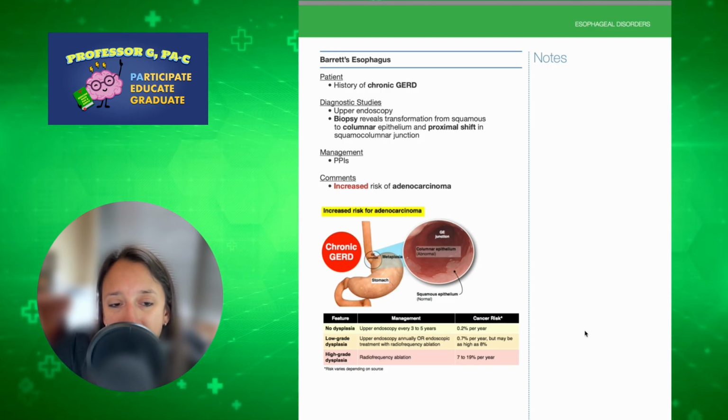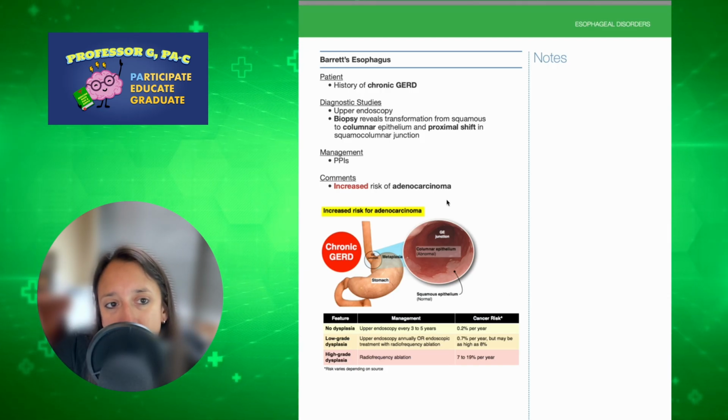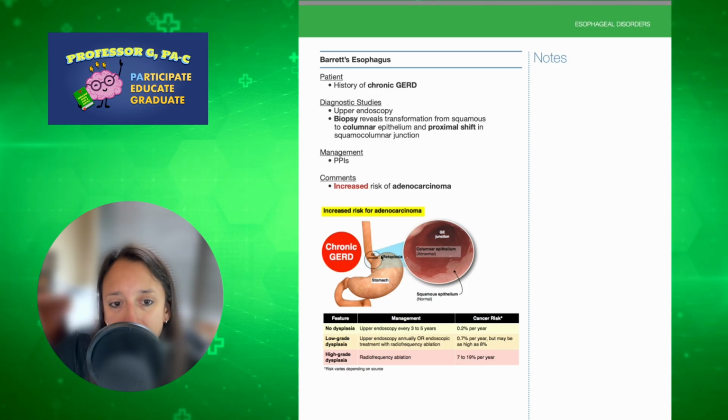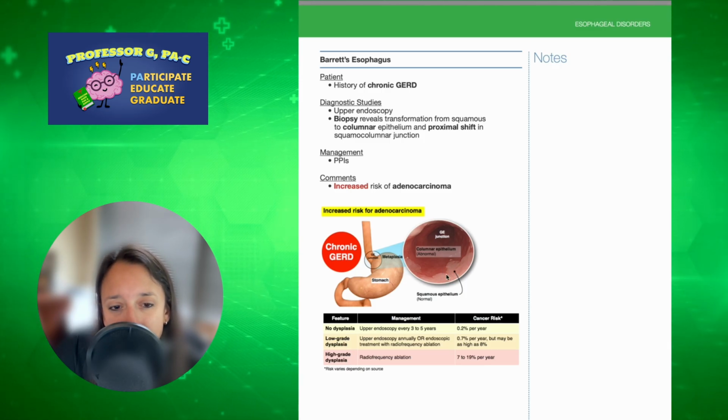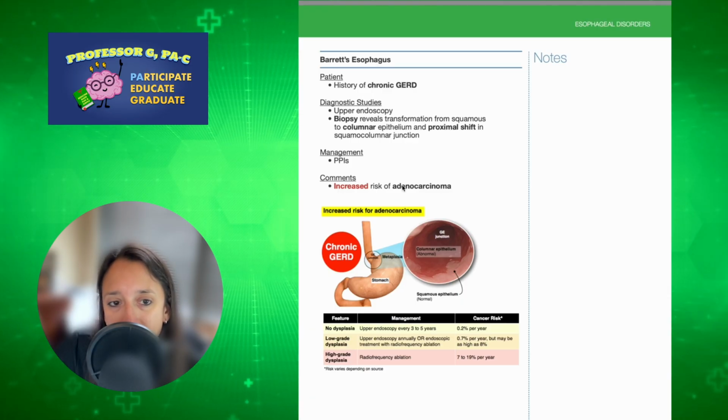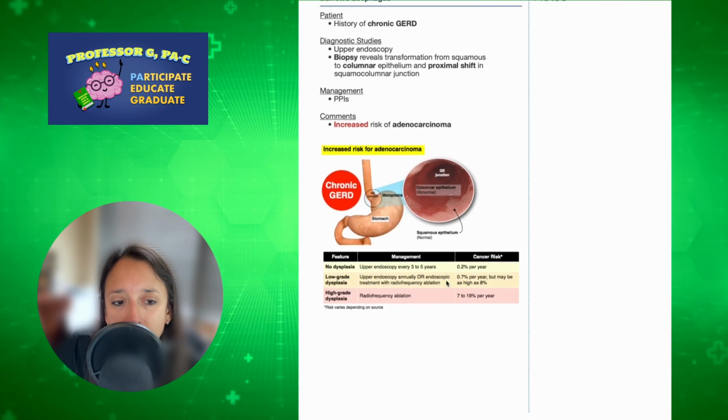And so the management for this, well, we would diagnose it by doing an upper endoscopy and getting biopsies. Sometimes we can even see it with our eyes. We can see the change there of the cells, like little finger-like projections in the distal esophagus. We'll get biopsies, which will confirm this. And then the patient needs to be on PPIs long term because they have an increased risk of developing adenocarcinoma in the esophagus.